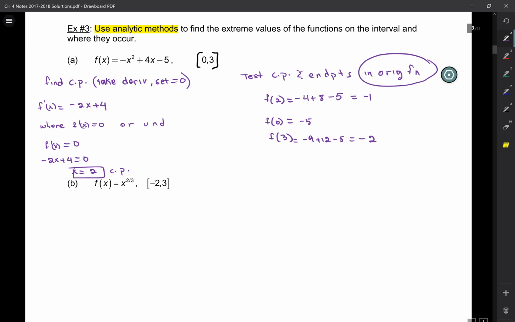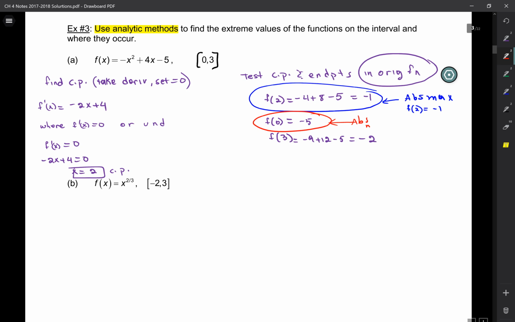Negative 2. Okay, now, these are your y values. Here, the y value is negative 1, and then the y value is negative 5, and then the y value is negative 2. So what's the highest of all of these points? Negative 1 is the highest, right? So this is your absolute max. So we would say f of 2 equals negative 1. So the negative 5 is the absolute min. Correct.